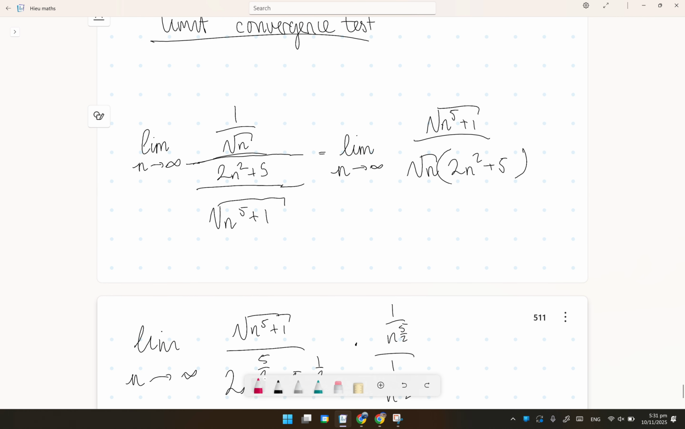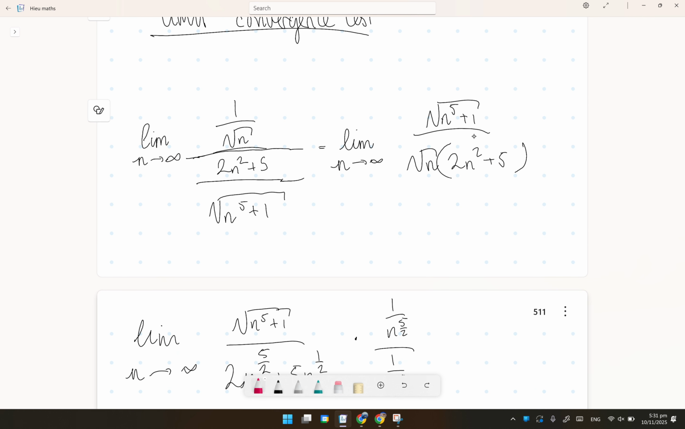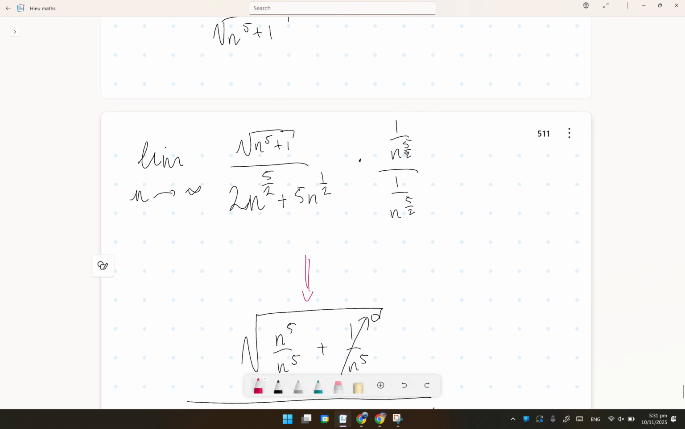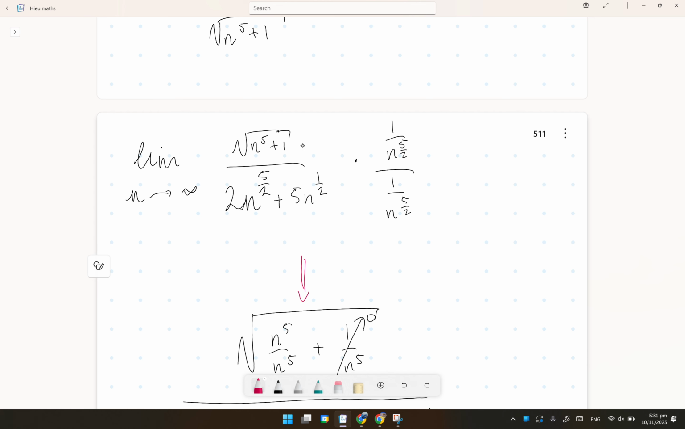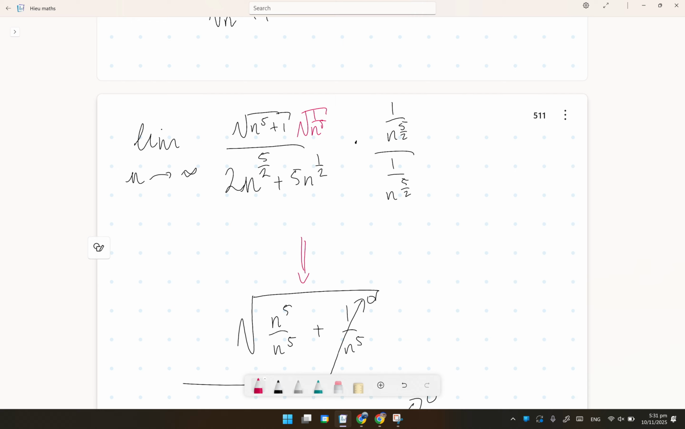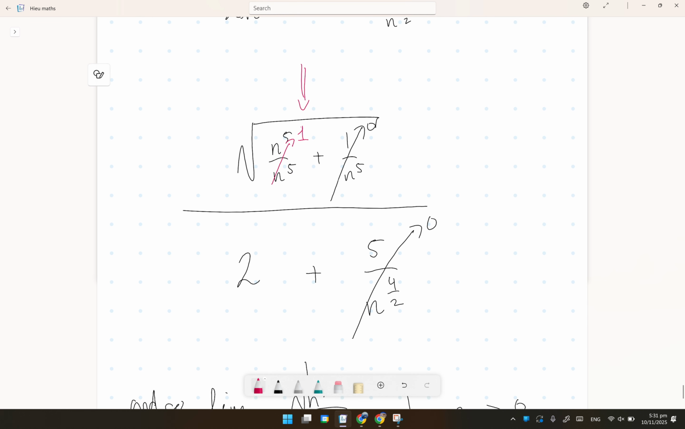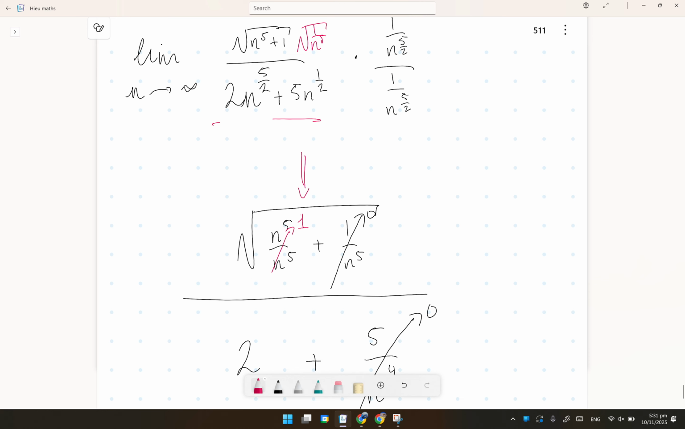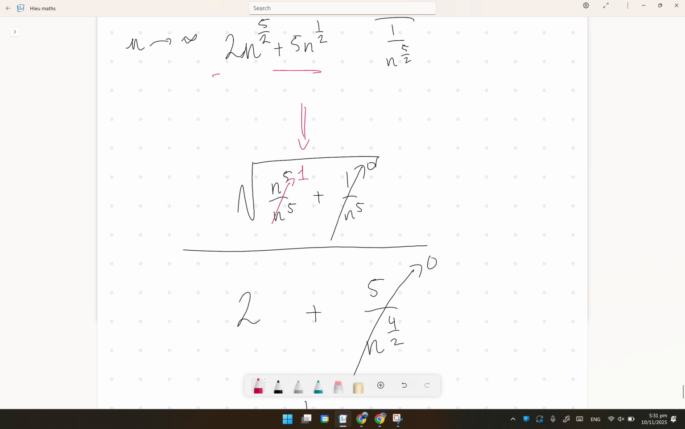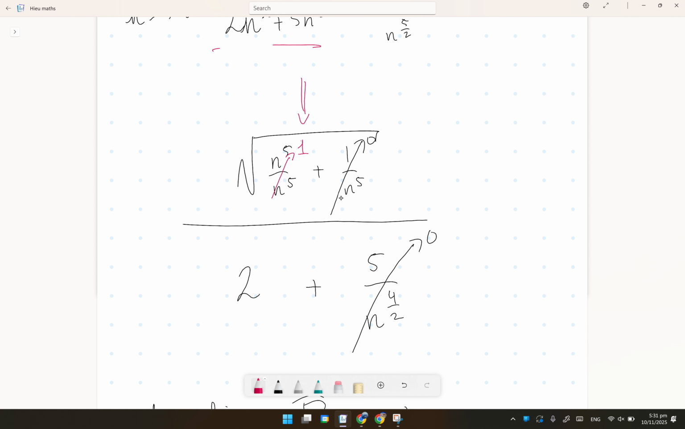Let me show you. You do 1 over n root n over the original expression, simplify it, and we multiply by 1 over n to the 5 over 2. You multiply that into the square root there, and what you end up with is 1 plus 1 over n to the 5, and then you have 2, because the n to the 5 over 2 cancels. As n goes to infinity, these terms go to 0, and what you end up with is the root of 1 over 2, which is just 1 over 2.